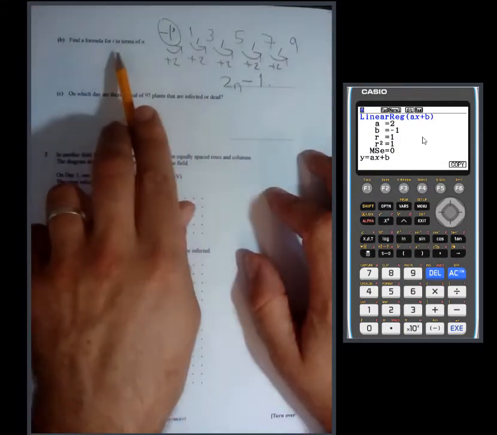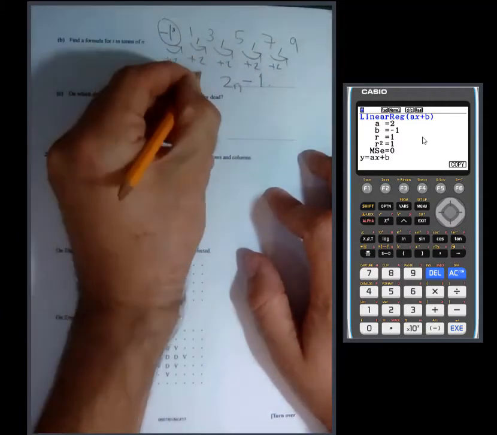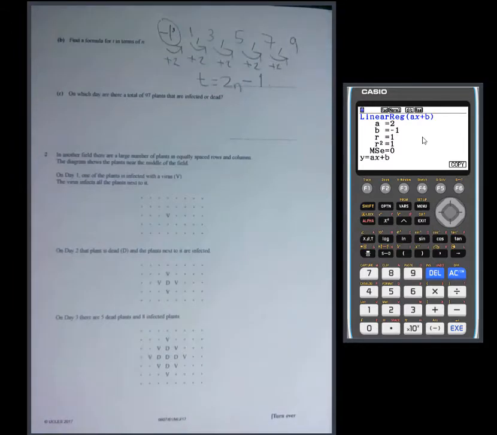But it does say find a formula for T, so I would probably get the mark for that, but if it wants it in terms of T, I'm going to write T equals.